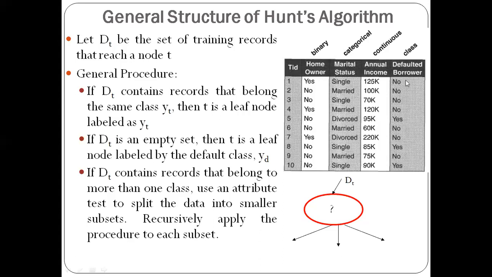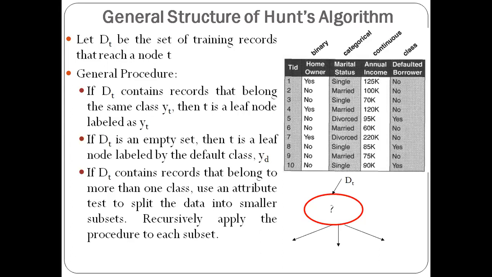Just try to understand what this class label, defaulted borrower, is. Defaulted borrower equal to no means that the person has correctly repaid the loan on time. He has not cheated the bank. If you assign defaulted borrower equal to yes, it means that the person has not paid the loan correctly, or he has cheated the bank. Now I have explained the procedure.